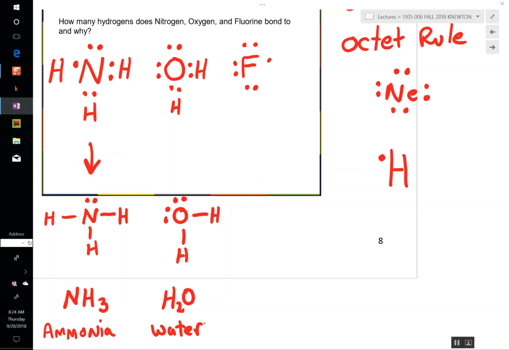Fluorine, how many hydrogens? 1. And so you would get a compound like this. Now I'm using this just to show you the octet. And this is just hydrogen fluoride. You put it in water and it's going to form hydrofluoric acid, which is a pretty nasty acid.